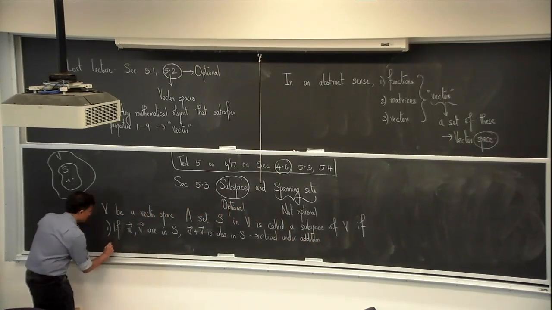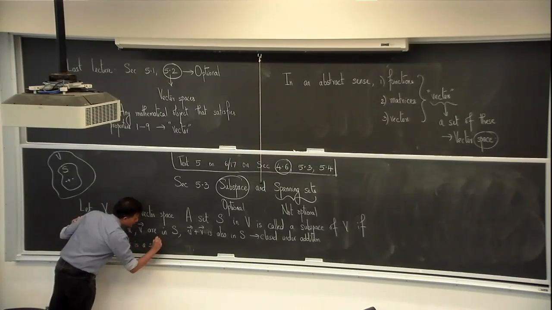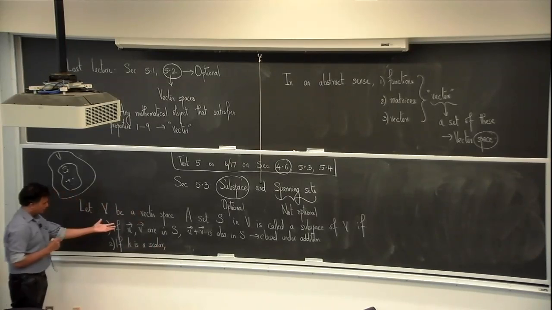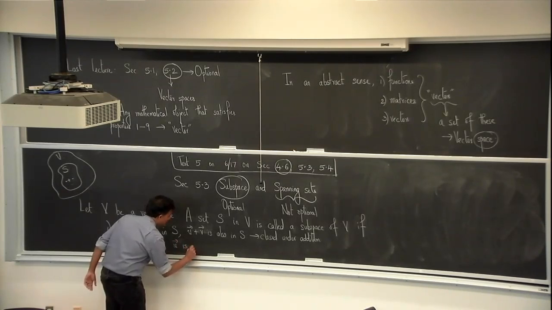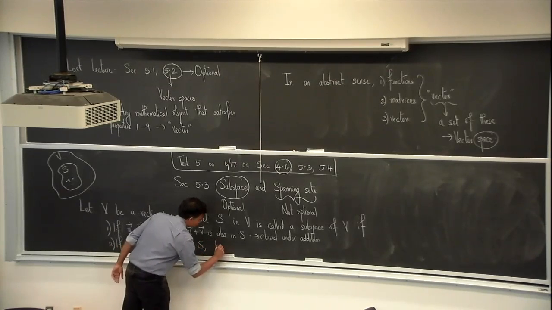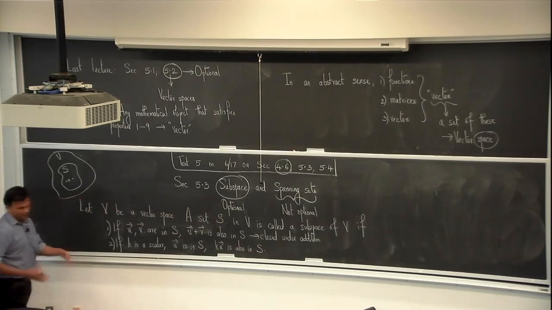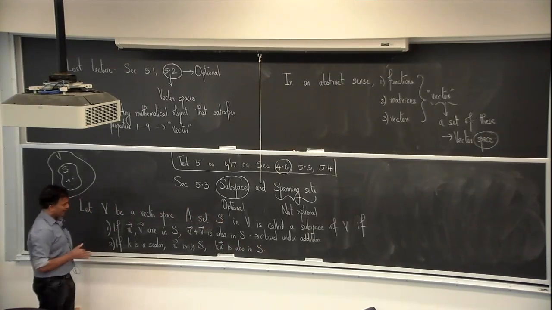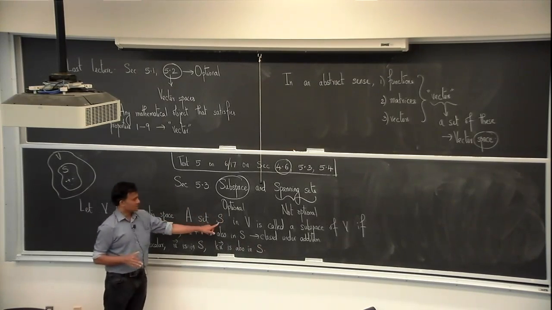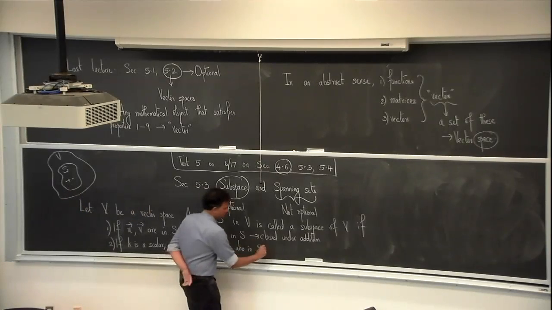And statement two, if K is a scalar, and if U is a vector in S, okay, then K times U is also in S. So it's closed under scalar multiplication. We don't really care about the other properties, which are more or less intuitive. Okay, so if these two are true, we are guaranteed that the set of vectors S is a subspace of V.